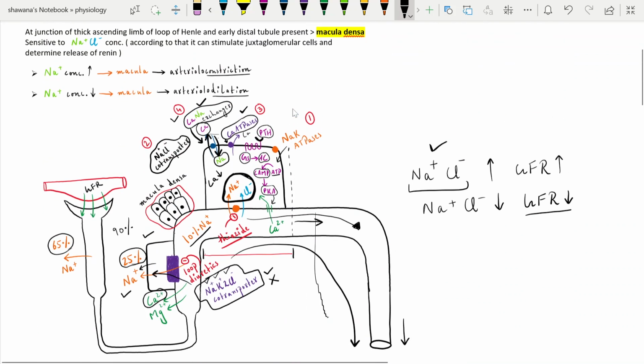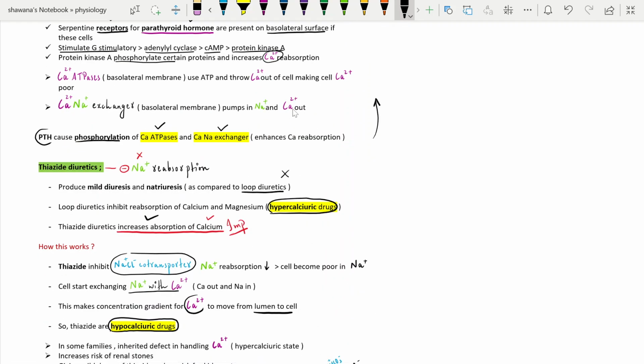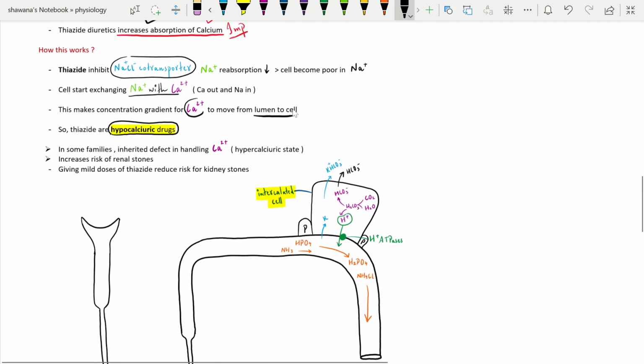Let's discuss again. It's worth repeating. The thiazide will inhibit the sodium chloride cotransporter. Can sodium move in? No, it cannot. So the cell becomes sodium poor. It starts to exchange sodium with calcium, sodium moving in and calcium moving out. When calcium moves out, the cell becomes poor in calcium, and calcium from the lumen starts to move inwards along the concentration gradient. That's why the thiazides are hypocalciuric drugs.